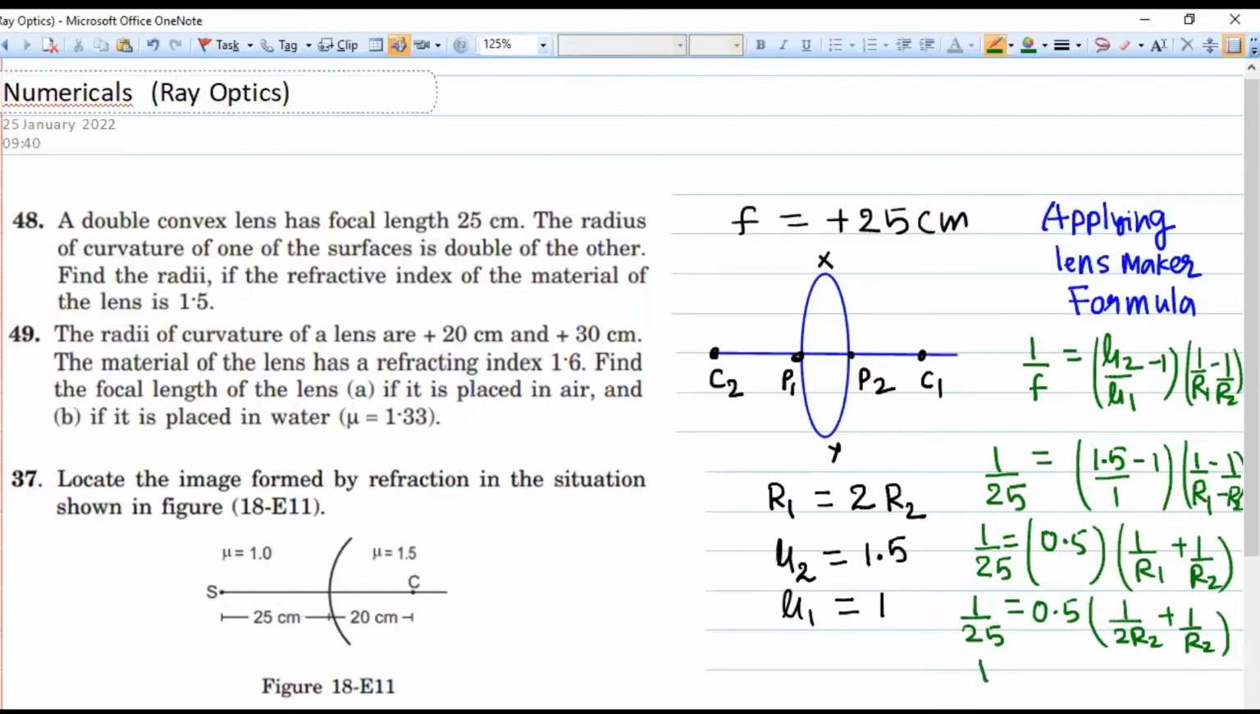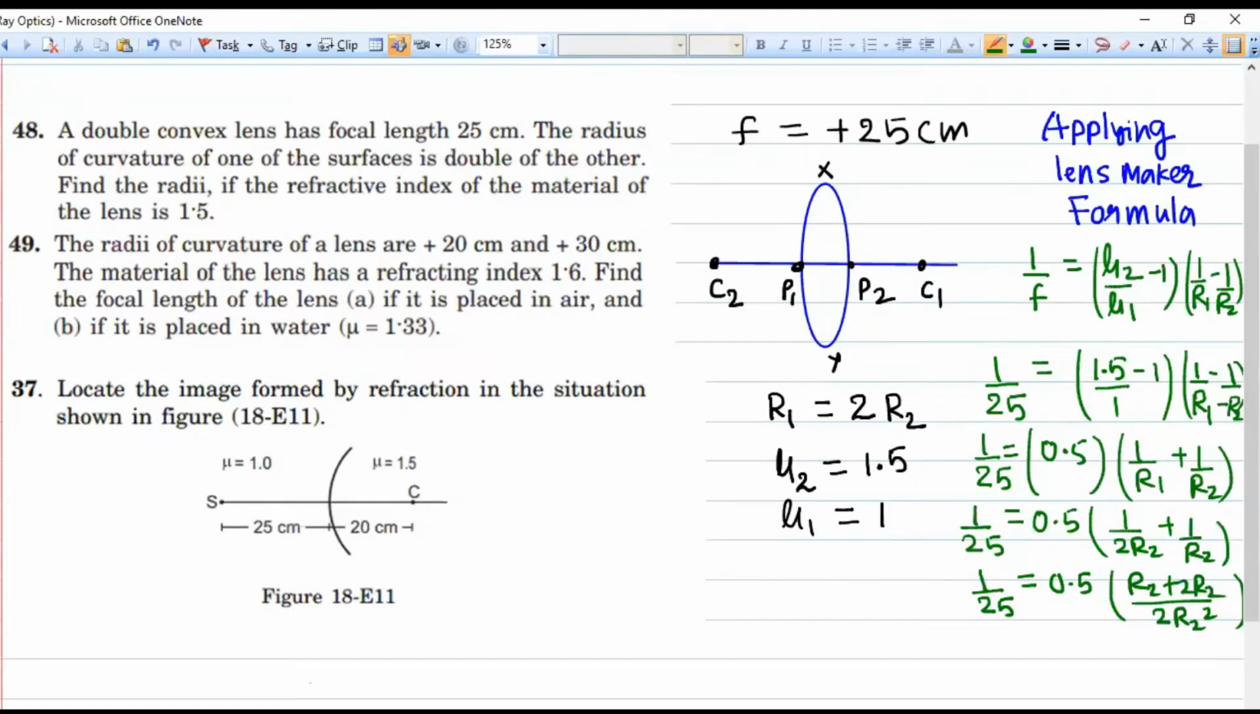So 1 upon 25, you need to see the sign convention step, only I am giving you. 0.5, it will become (R2 plus 2R2) divided by 2R2 into R2, which is 2R2 square. Just solve this, you will get the value of R2 because this equation will be in terms of R2. Once you get R2, you will get R1. So R1 and R2 can be calculated.